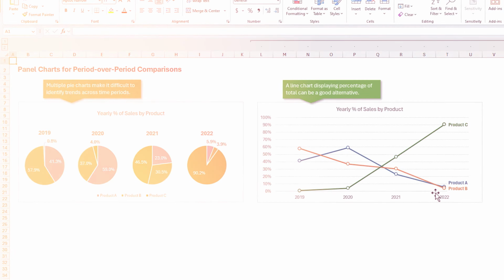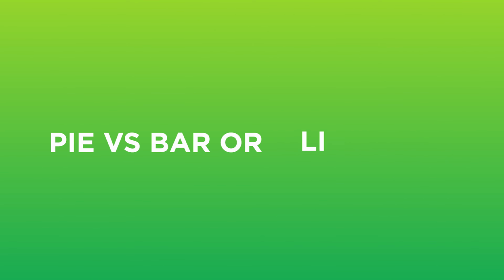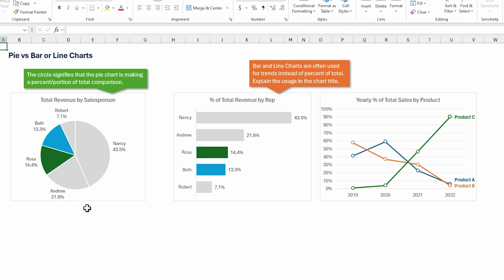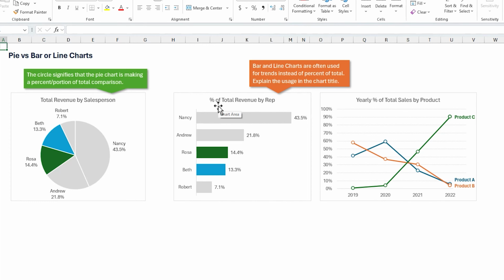It's important to note that pie charts do have one advantage over bar or line charts, and that's that the circular nature allows the reader to immediately know that we're looking at a percentage of total comparison. With bar and line charts that are typically used for trends, we don't necessarily know that all of these bars are going to add up to 100%. That doesn't mean we can't use these, but I do like to note in the title that this is a percentage of total comparison to let the reader know that this is essentially a pie chart alternative.